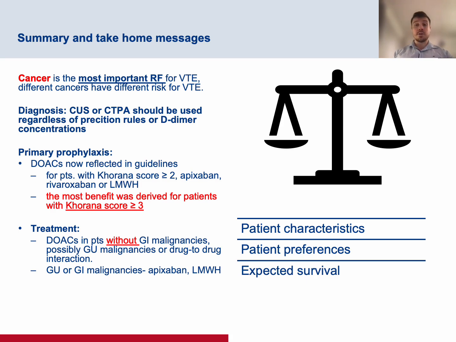However, DOACs should not be used in patients with upper GI malignancies, possibly genitourinary malignancies, and in patients with drug-to-drug interactions. It's noteworthy that in the primary prophylaxis subgroup, the most benefit is derived for patients with Khorana score of 3 or more. For treatment, we have several options. The most commonly used are DOACs or low molecular weight heparin. As I mentioned, in the primary prophylaxis group, DOACs should not be used in patients with GI or genitourinary malignancies and in patients with drug-to-drug interactions. We should always take into account patient characteristics, patient preferences, and expected survival when choosing the optimal anticoagulation regimen.